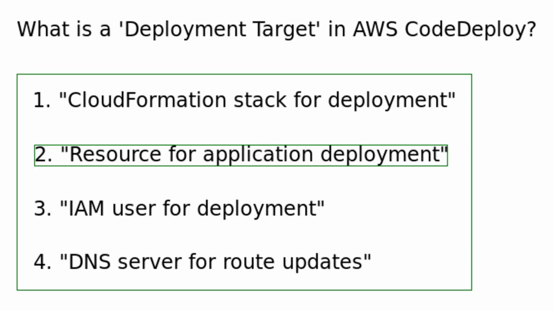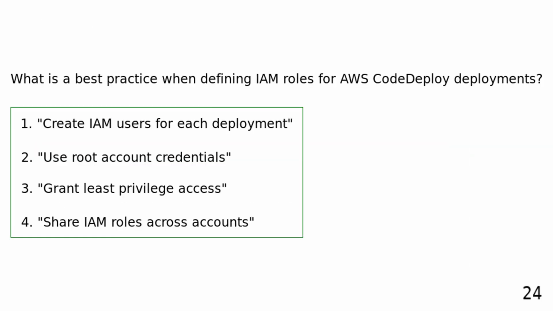What is a best practice when defining IAM roles for AWS CodeDeploy deployments? Create IAM users for each deployment. Use root account credentials. Grant least privilege access. Share IAM roles across accounts. A best practice for IAM roles in AWS CodeDeploy is to grant least privilege access to ensure security and minimize risks.